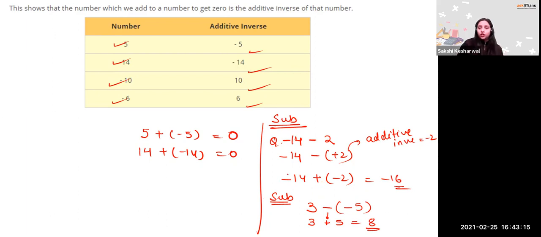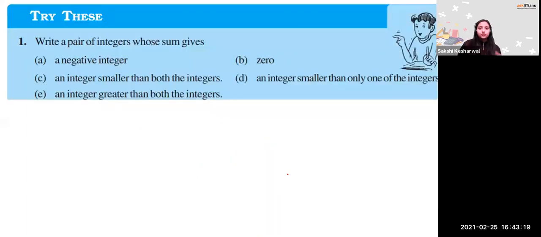So till now, all the parts of class 6 we have discussed, right? I think you have understood very well. So let's do this question. It says to write pairs of integers whose sums give a negative integer. Like if you take the first part, you have to write the sum, and the answer is a negative integer. So the answer is a negative integer means you are going to add two numbers such that one number is what?